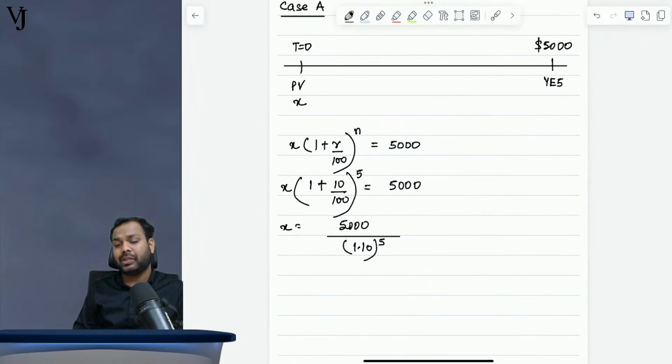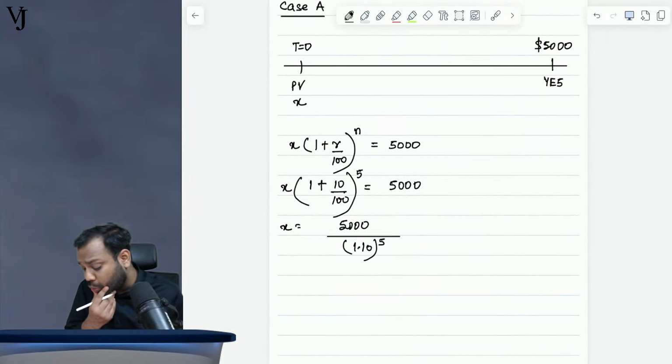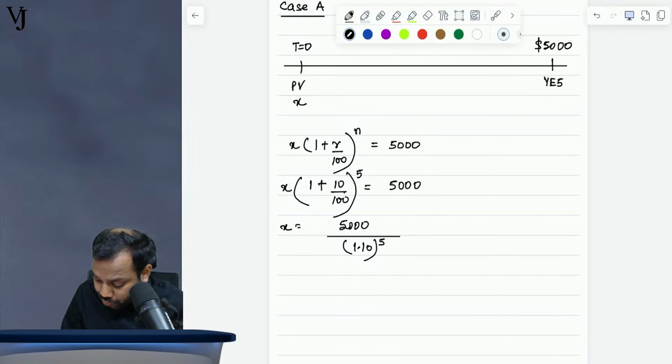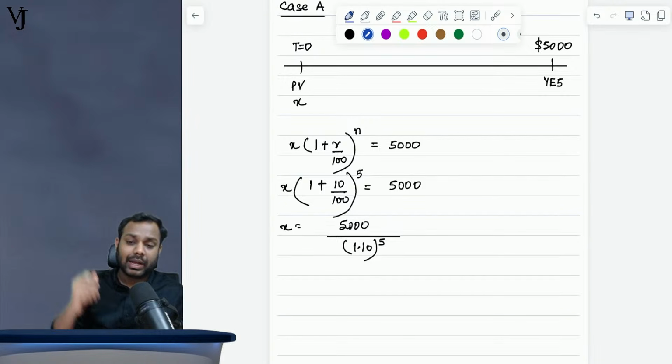Tell me guys, please. Now comes the question, sir, how to solve it? There is a calculator trick. Tell me, how many of you want to know the calculator trick? Come on guys, tell me.